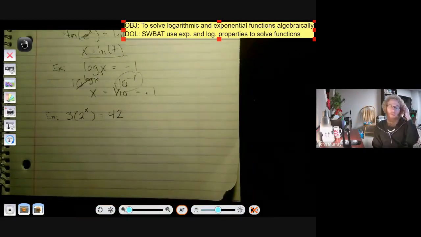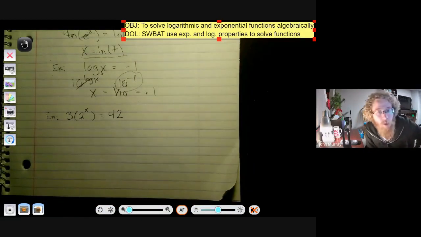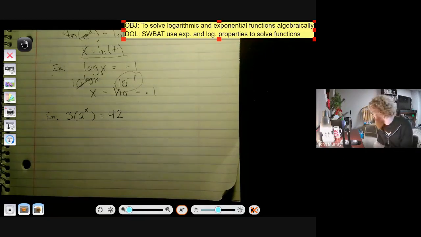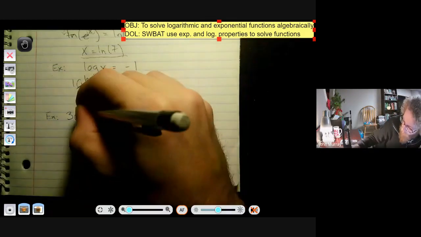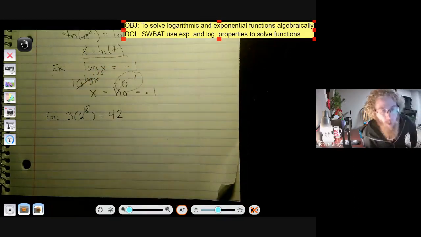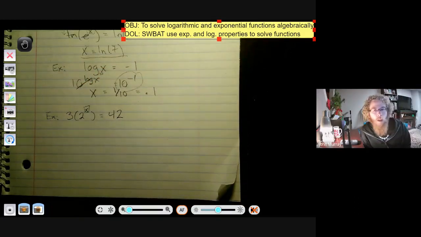Okay, so we've got a few things going on here. 3 times 2 to the x equals 42. Okay, so including the logarithm and the exponents, we approach these algebraically like we always do. So we work from the outside in order to isolate the x, right? We're going to perform all of our opposite operations.